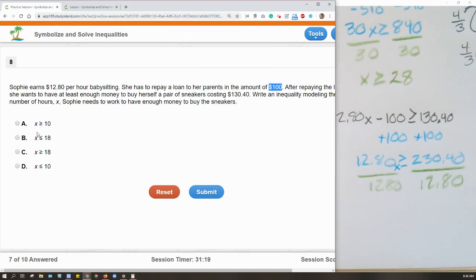So 18 is two of these choices. But if she works less than 18 hours, that's not going to be enough. She has to work greater than or equal to 18 hours.